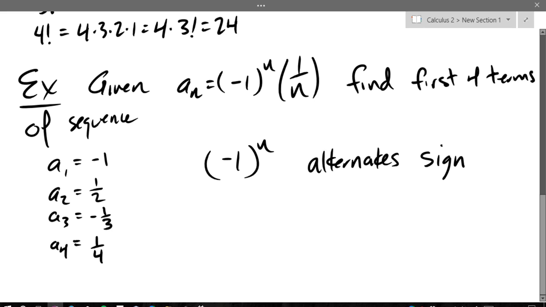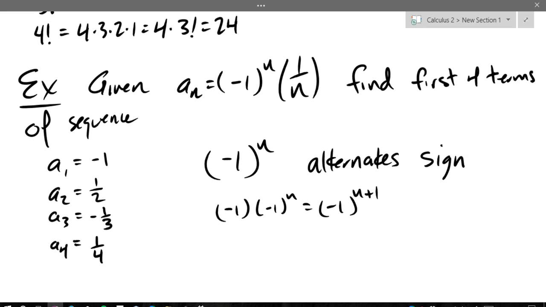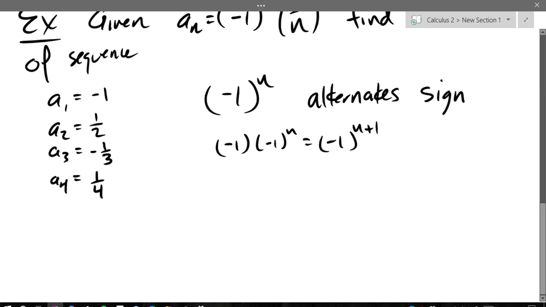What if I wanted to have a1 as positive, and then negative, positive, negative? Like I wanted the exact opposite sign here. You could use n minus 1 or n plus 1 as the exponent. Negative 1 to that would work. You could also just go negative 1 times negative 1 to the n, which of course is negative 1 to the n plus 1. So that would also alternate signs, but starting with the opposite sign the first time. So either one of those two alternate signs.